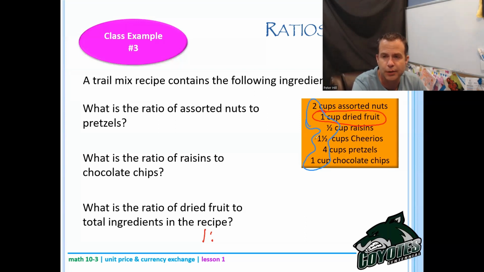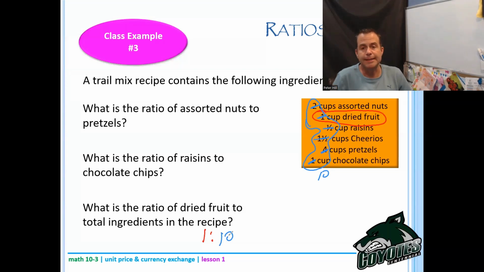So that's 2 here. Cross those off because I've dealt with them. Then I've got another 2, so I'm at 4. Then I've got 5 and 6, and then I have to add 4. That means there are 10 cups of total ingredients. So it's going to be 1 to 10. Okay, 1 to 10.